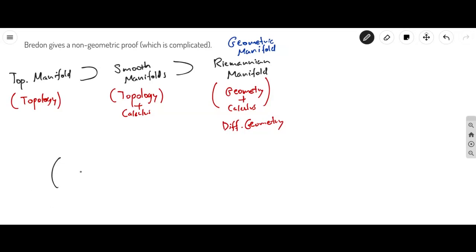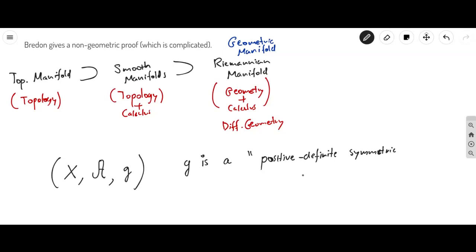So generally a smooth manifold is, you have a topological space, you have a smooth atlas, and then you have something else which we typically call a g. So what is g? g is a positive definite symmetric tensor of rank 2.